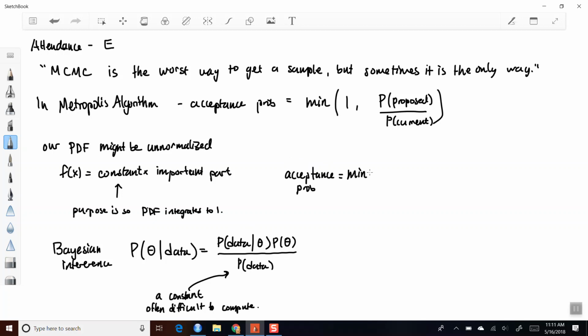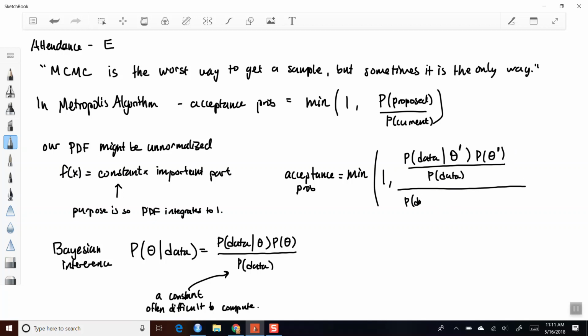But if we look at our acceptance probability, and we say it's the minimum of 1 versus the probability of proposed, it would be the probability of our data given a proposed value, I'll call that theta prime, times the prior probability of getting theta prime, divided by the probability of the data. Okay, so this is p proposed, and then p current is the probability of the data given your theta current, I'll just call this theta at time t, times the probability of theta at time t, divided by the probability of the data.